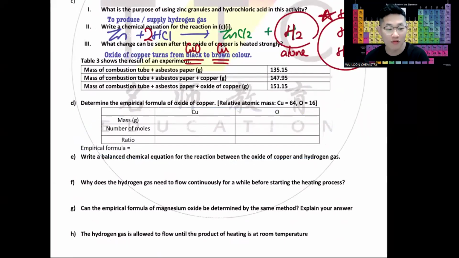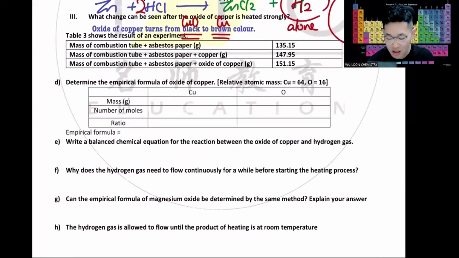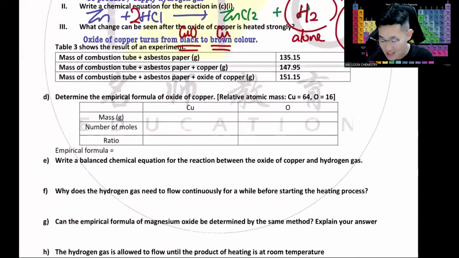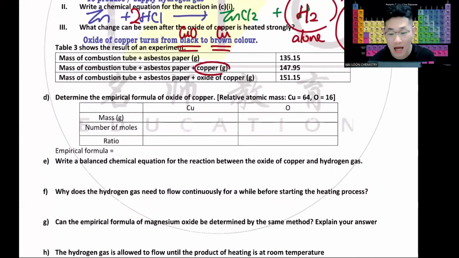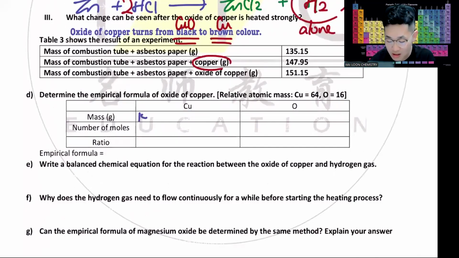Determine the empirical formula of the oxide of copper. So, let's do it. I just want the copper. I don't want the combustion tube and the asbestos paper, so we minus it off. 147.95 minus 135.15. I get 12.8. Am I right? Please correct me if I'm wrong.